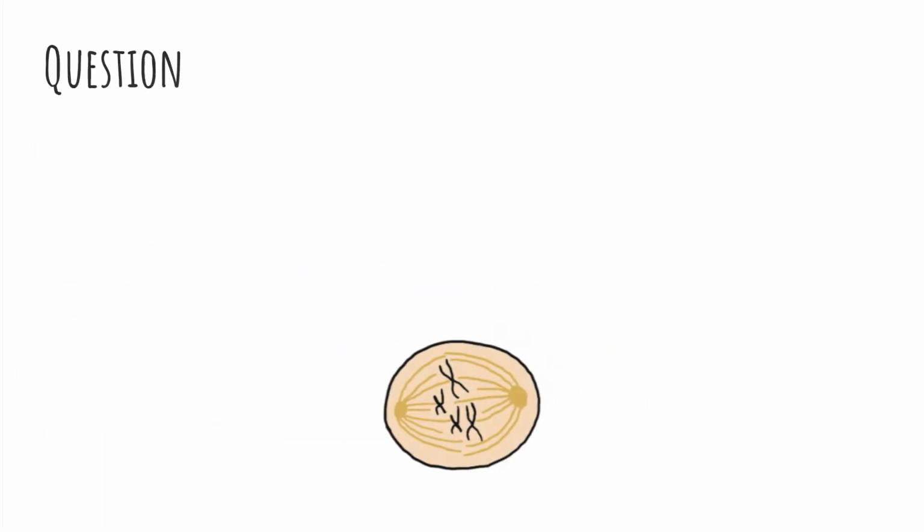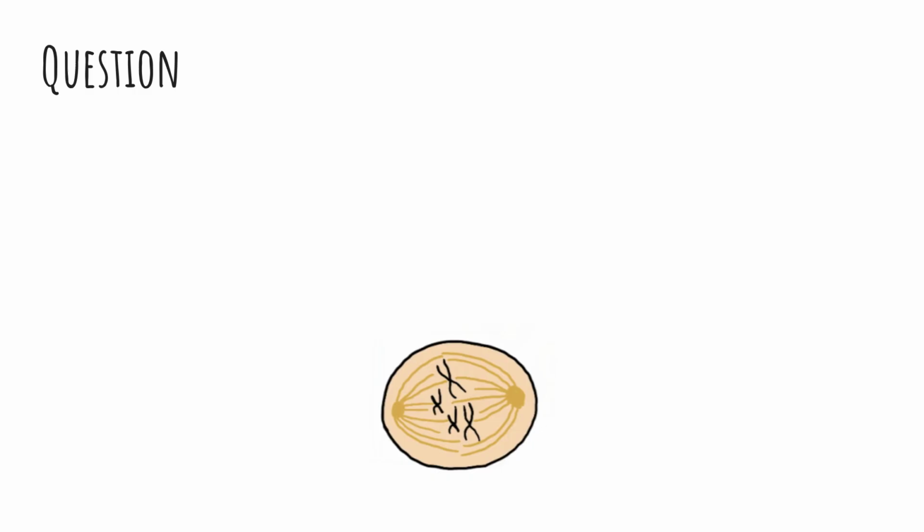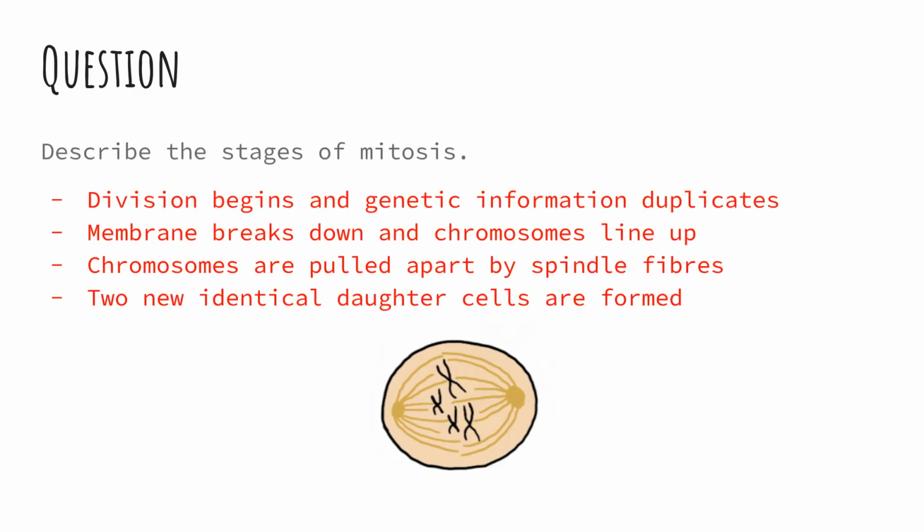Mitosis is essential for growth and repair. It involves duplicating the genetic information, breaking down the membrane, lining up and pulling apart the chromosomes using spindle fibers, and finally dividing the cell into 2 identical daughter cells.